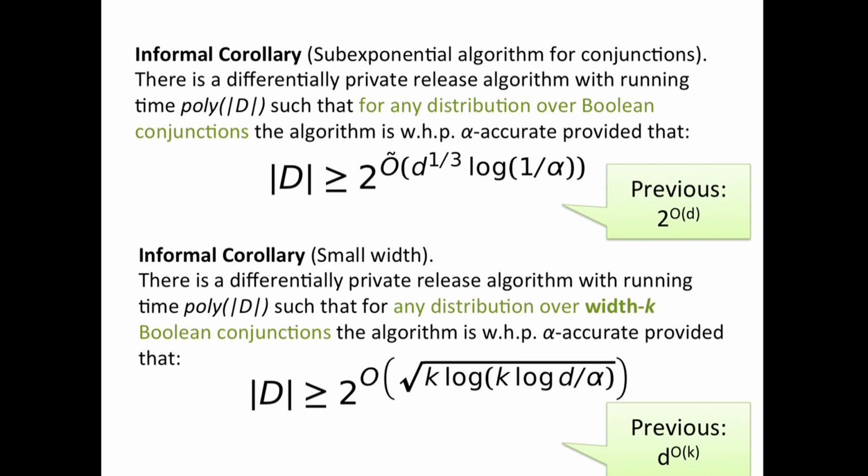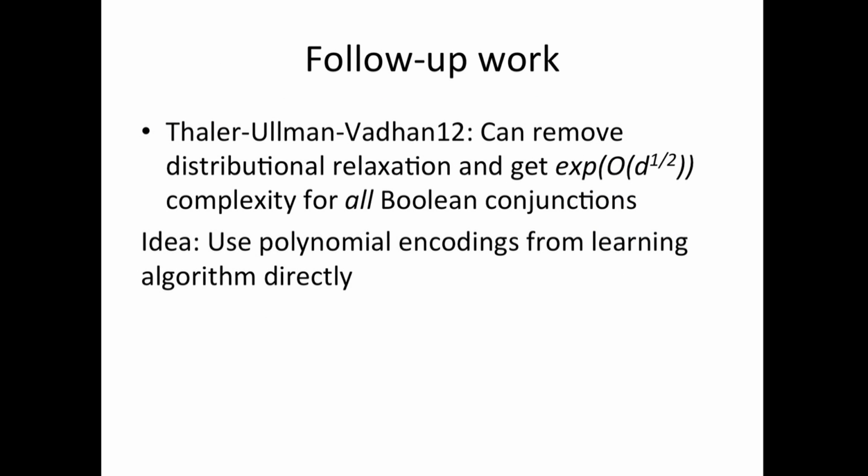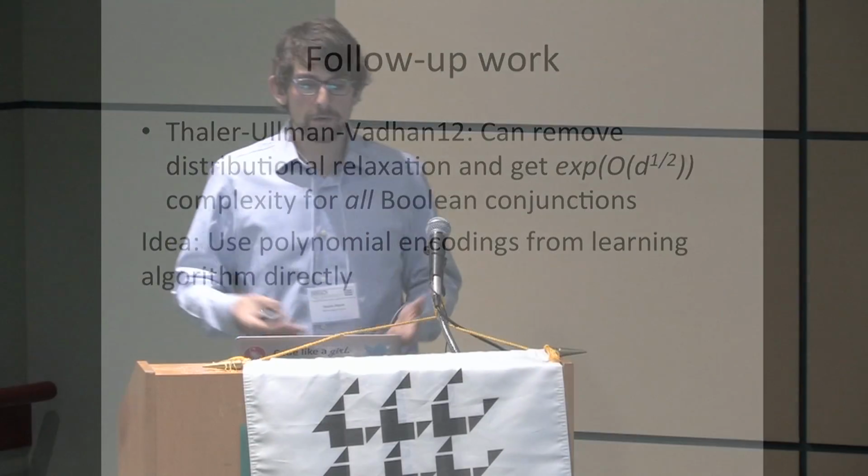And I should mention there's an exciting follow-up work by Thaler, Ullman, and Vadhan, which actually showed that in the case of conjunctions, you can remove this distributional relaxation, and you can get a worst-case accuracy bound over all conjunctions with sub-exponential complexity. And that's nice because they also use the polynomial threshold encodings that come out of the learning algorithms that we use. So this suggests that reductions from privacy to learning might actually be a useful way to get sub-exponential time algorithms or more efficient algorithms.